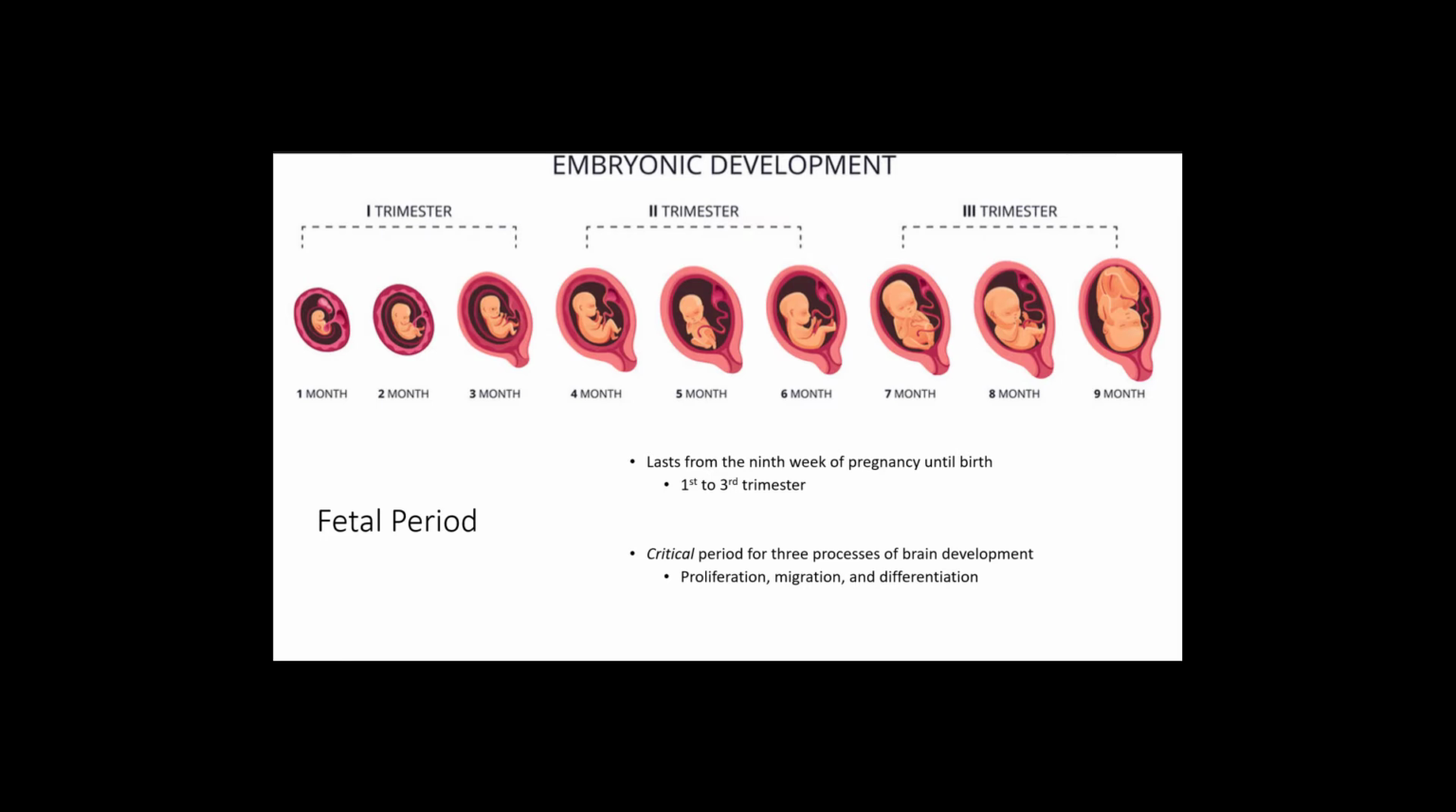The fetal period lasts from the 9th week of pregnancy until birth. So it's the first through the 3rd trimester, technically. There is a critical period for 3 processes of brain development: proliferation, migration, and differentiation. And we're going to walk through all 3.